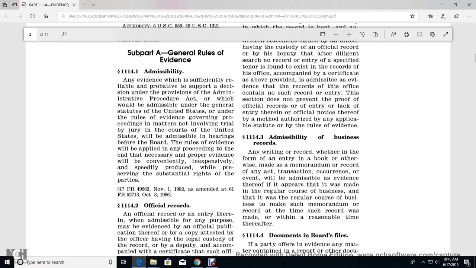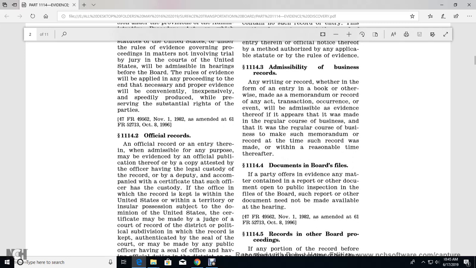1114.3 Admissibility of business records. Any written record, whether in the form of an entry in a book or otherwise, made as a memorandum or record of any transaction, occurrence, or event, is admissible as evidence thereof if it was made in the regular course of business and it was the regular course of the business to make such a memorandum or record at the time of such transaction, occurrence, or event, or within a reasonable time thereafter.